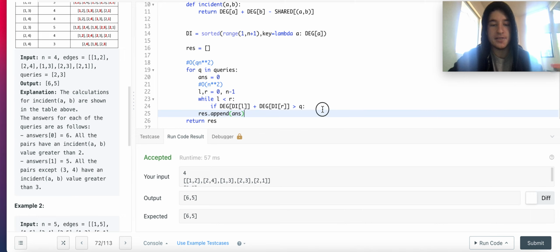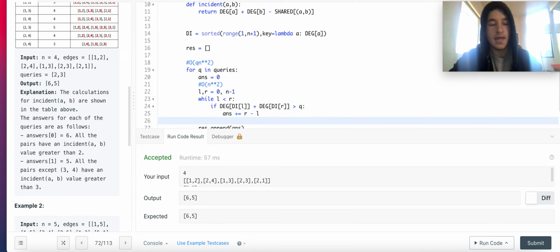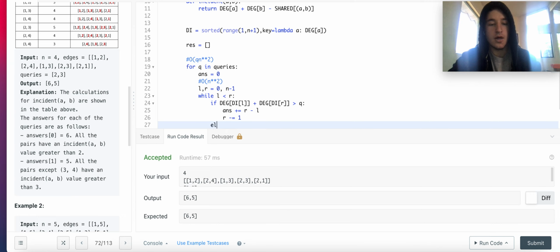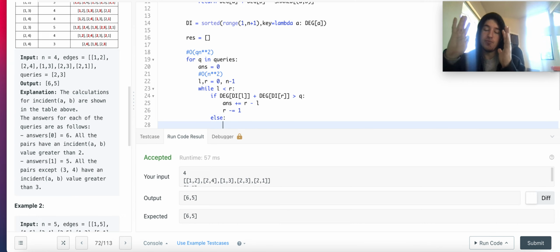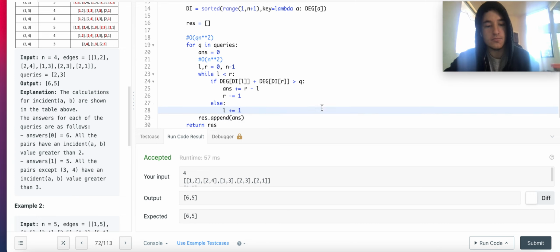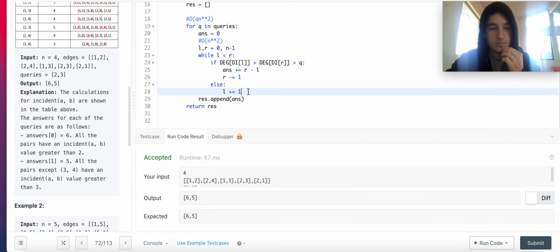So that's the case. Answer plus equal R minus L, and we want to decrease R by 1. Otherwise, it's not a solution, so the people aren't tall enough, so we want to increase L by 1. All right, and then we return res.